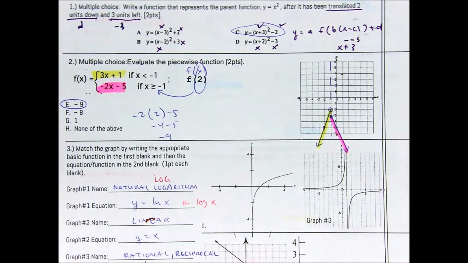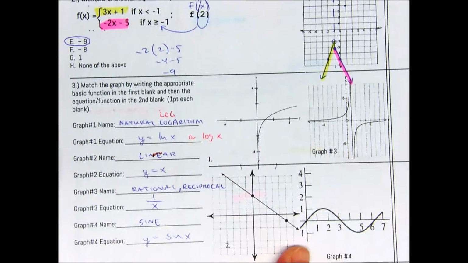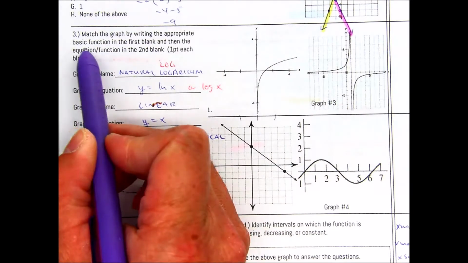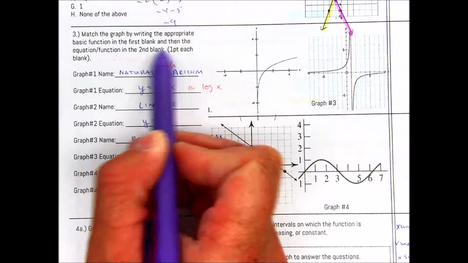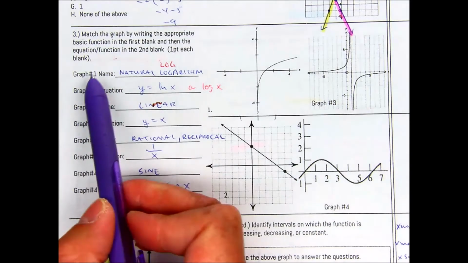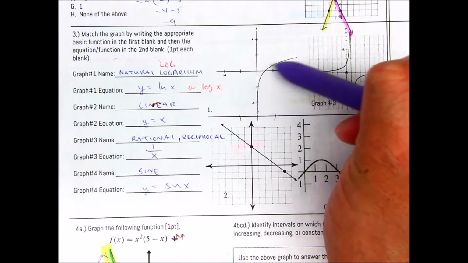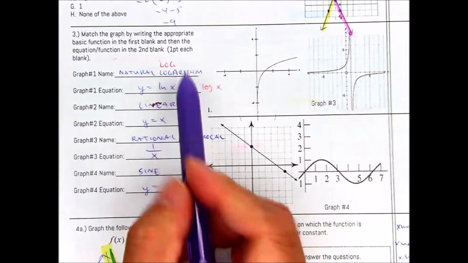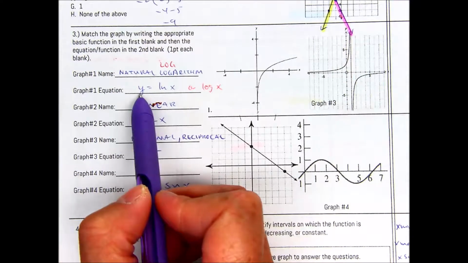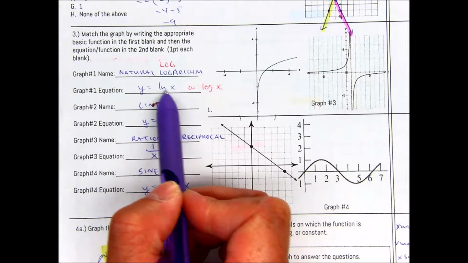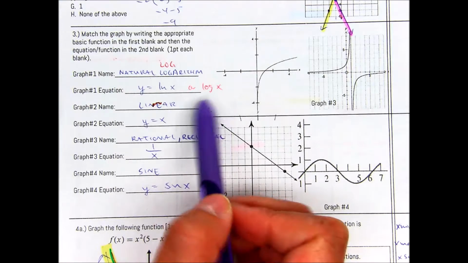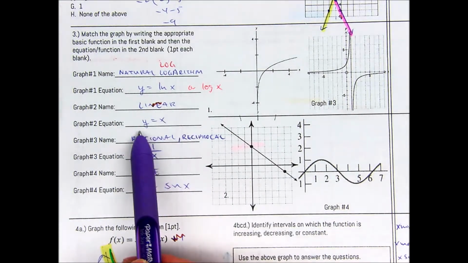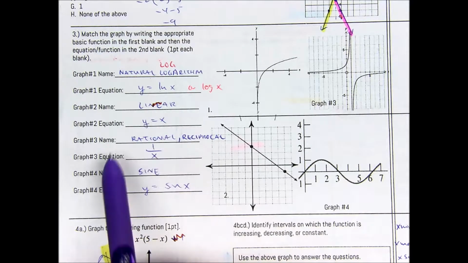Question number 3 says match the graph by writing the appropriate basic function in the first blank and then the equation and function in the second blank. So graph number 1 here is a logarithm, or natural log. If you wrote either y equals ln, that means natural log of x, or log of x, then you would have gotten 1 point each. Graph number 2 is a linear. It is y equals x to the first power. The third graph here is a rational function, or a reciprocal, and the equation is y equals 1 over x.